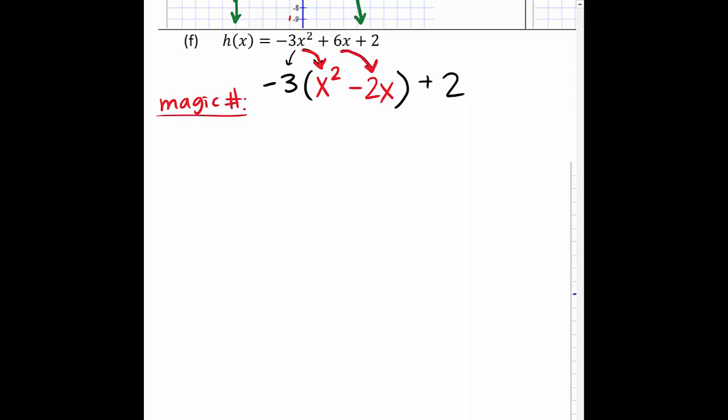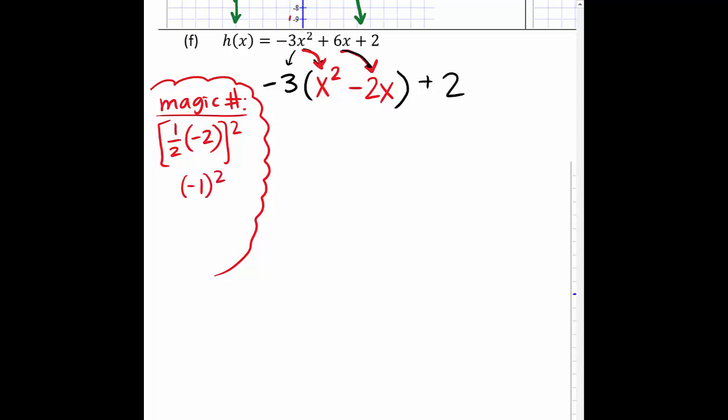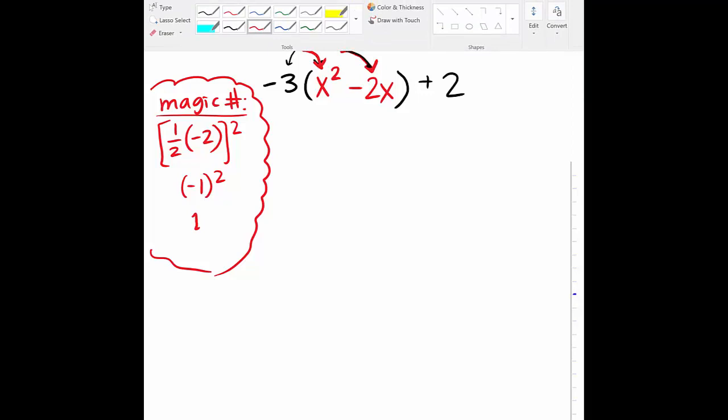I'm hoping that magic number makes it sound more fun than it really is. Does that trick anybody? No? Okay. Half of the coefficient of x, half of negative 2, squared. See, half of negative 2, that's negative 1. If you square that, you get 1. That's a nice magic number. Alright, I gotta be careful here.